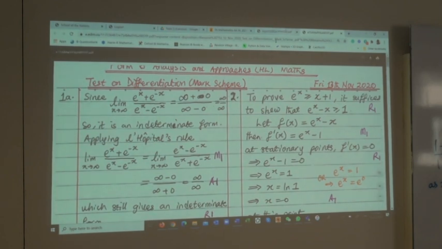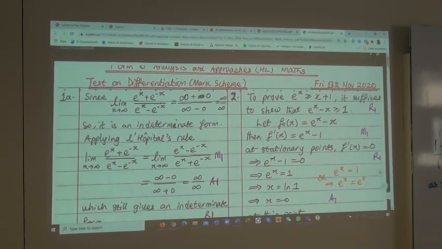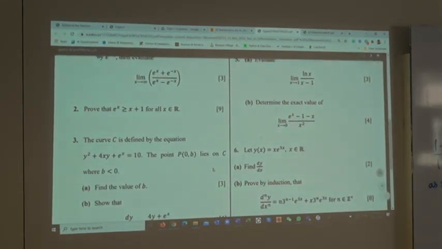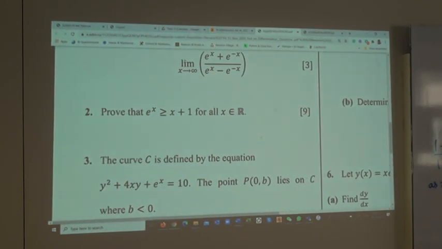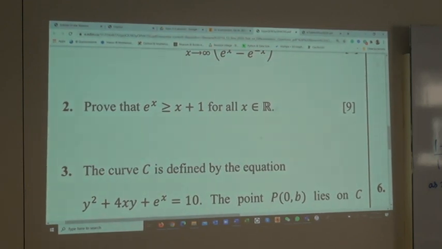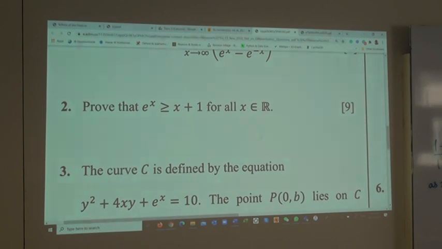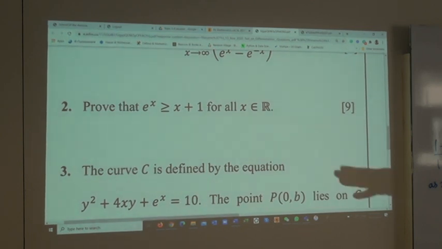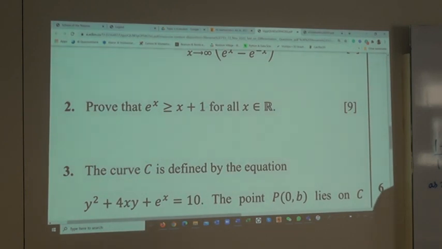For the second question, I notice some of you are applying mathematical induction. And I think I've put why. The question says, prove that exponential x is always greater than or equal to x plus 1 for all x in R. You see, for all x in R already disqualifies the mathematical induction process. The induction process is that if this is true for 1, assume it is true for k, then prove for k plus 1. We are always dealing with natural numbers. We are not dealing with decimals.